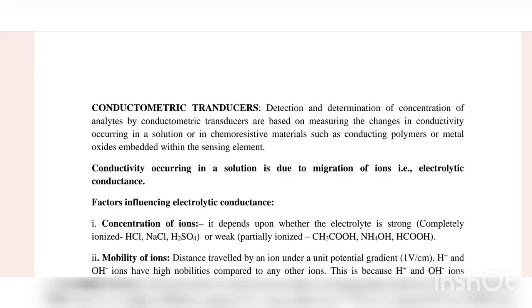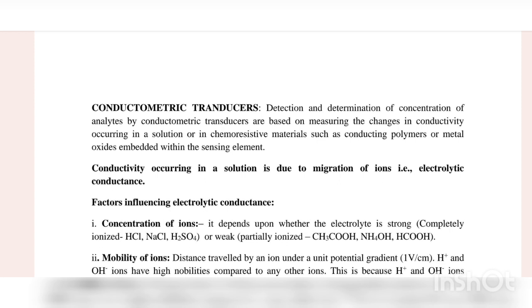Next topic is conductometric transducers or conductometric sensors. In conductometric transducers, the detection and determination of unknown concentration of analyte is done by measuring the changes in conductivity occurring in a solution or in chemiresistive materials such as conducting polymers or metal oxides embedded with a sensing element. So here the unknown concentration of a solution we can measure, or the unknown concentration of a gas even we can measure.